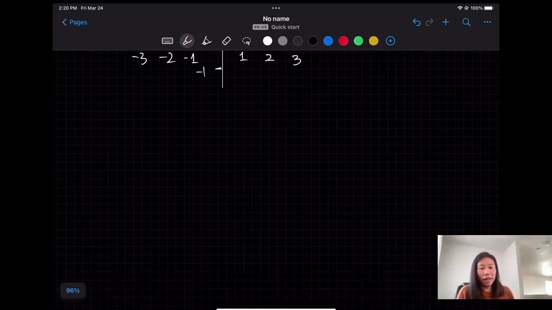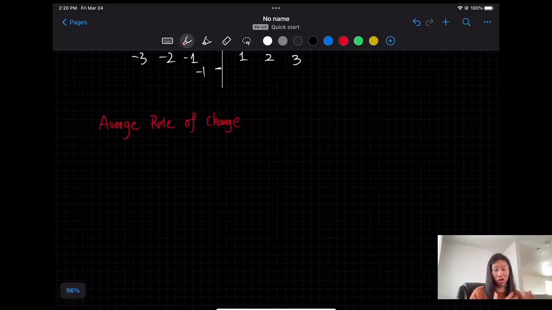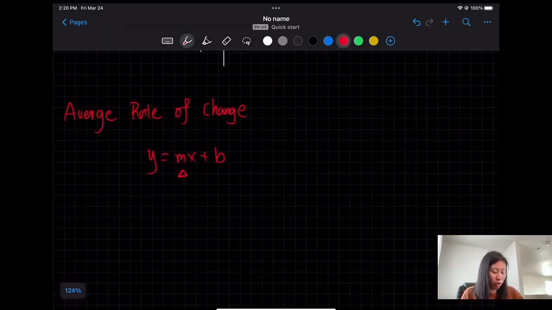Hello, welcome back. Today we're going to talk about average rate of change. What is average rate of change? Well, let's talk about what is rate of change. So when it comes to a linear function such as y equals mx plus b, the rate of change is going to be the slope, right? That tells you every time you change x, how much y is going to change.